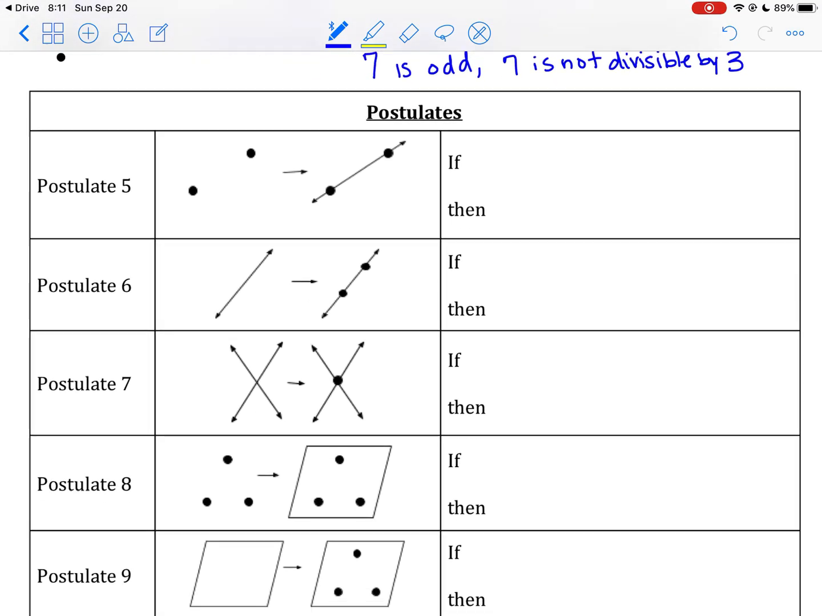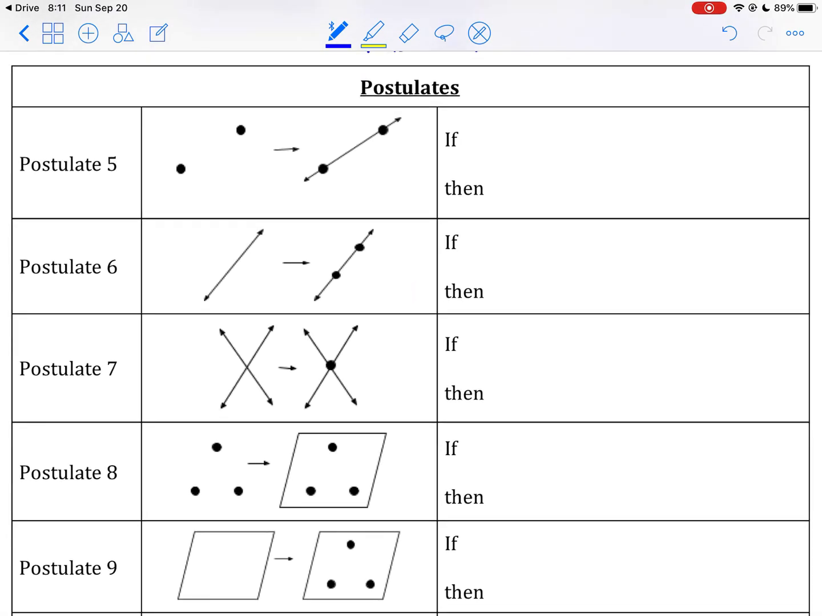A lot of our postulates and theorems are written in if-then form. We're going to start out with some of these basic postulates. These are things that you probably would like to put on your reference sheet or in your mini notebook. The first postulate starts out with if there are two unique points. Unique means in different locations.